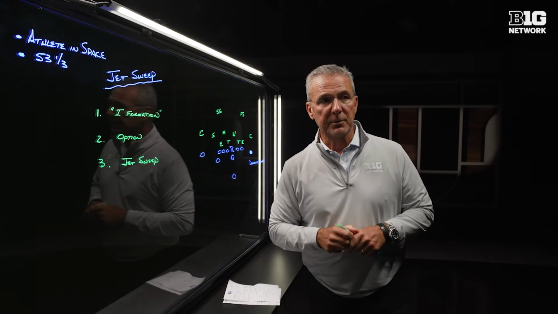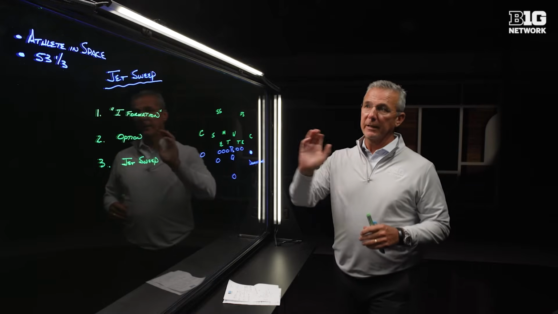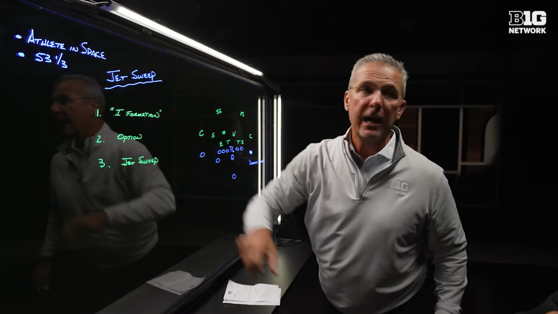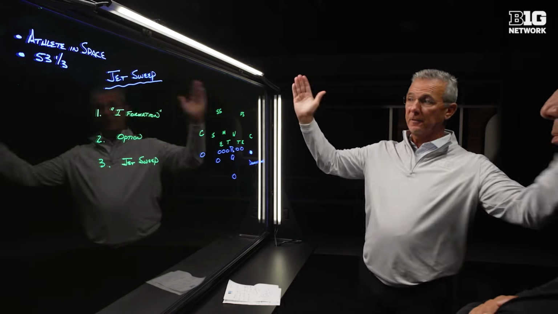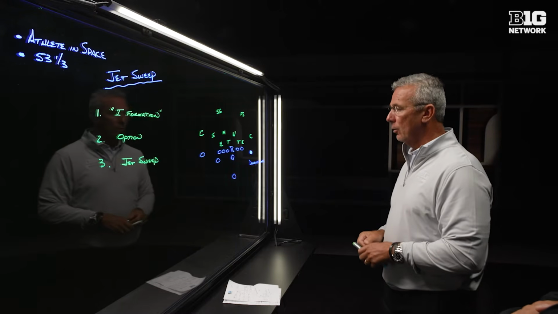Do you really want to be running options? And then the jet sweep surfaced, probably 15, 20 years ago. Now it's part of everyone's offense. So again, how do you get an athlete in space? And how do you attack and force that defense to defend the width of the field, which is 53 1/3? All right, let's take a look at what Oregon did.